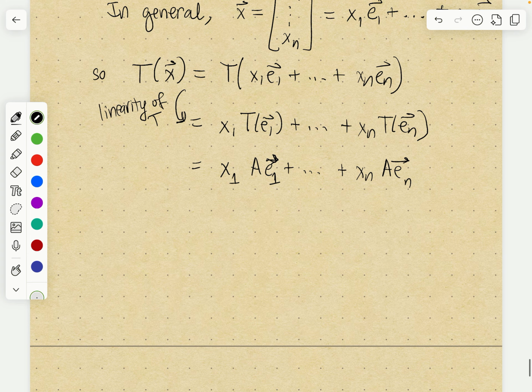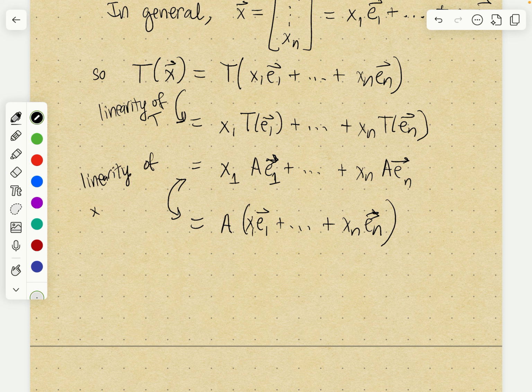And we know that matrix vector multiplication, so now I have a matrix vector multiplication, and this is going to equal A times the vector x1 e1 plus dot dot dot plus xn en. Now why is this true? Why are these equal? Because of the linearity of matrix vector multiplication, right? Linearity of the function that takes x to A times x. I know that this is a linear function, so I can distribute the A across.